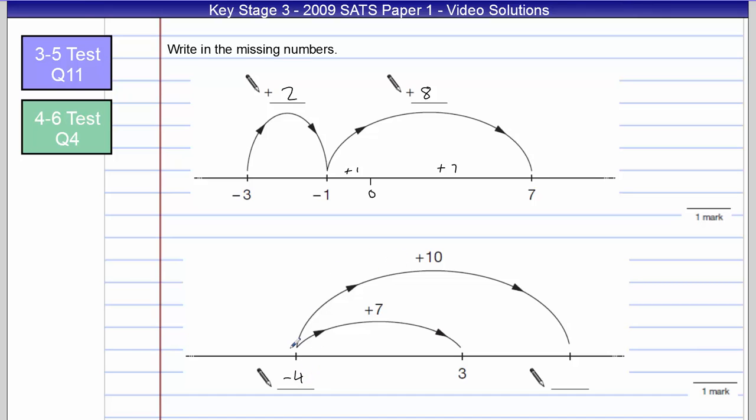Then we can do the add 10 bit. If we start at -4 and add 10, count upon your fingers if you need to, that gets you to 6.